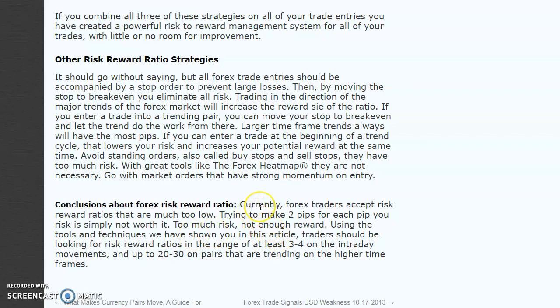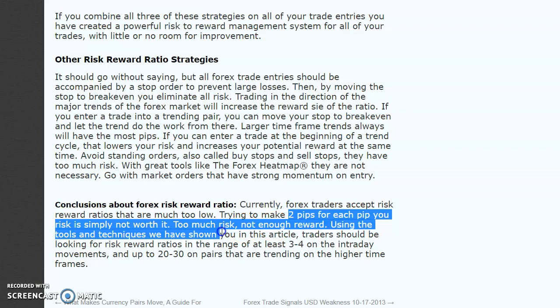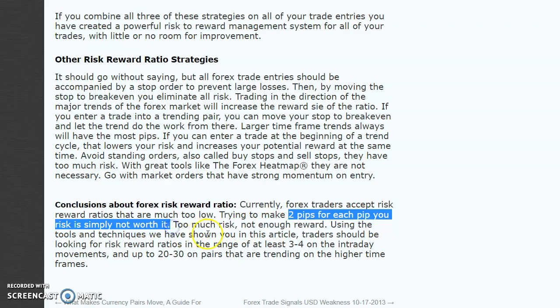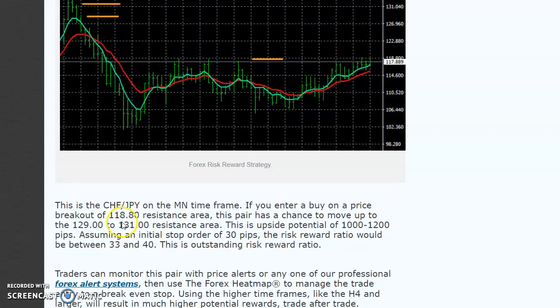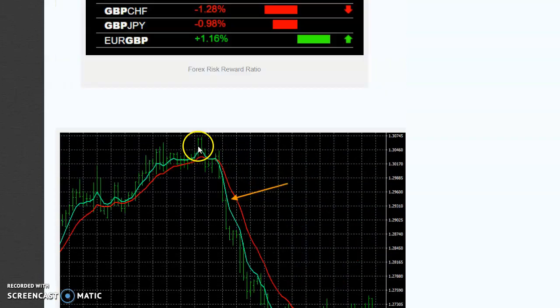So here's our thoughts. Currently, Forex traders, they just accept way too much risk. Trying to make 2 pips for each pip you risk, it's not worth it. You shouldn't even be trading. But if you can get risk reward ratios starting around 3 to 4 and up to 20 to 30 on the higher time frames, you've got a much better program, and we're giving you specific examples of using the higher time frames.